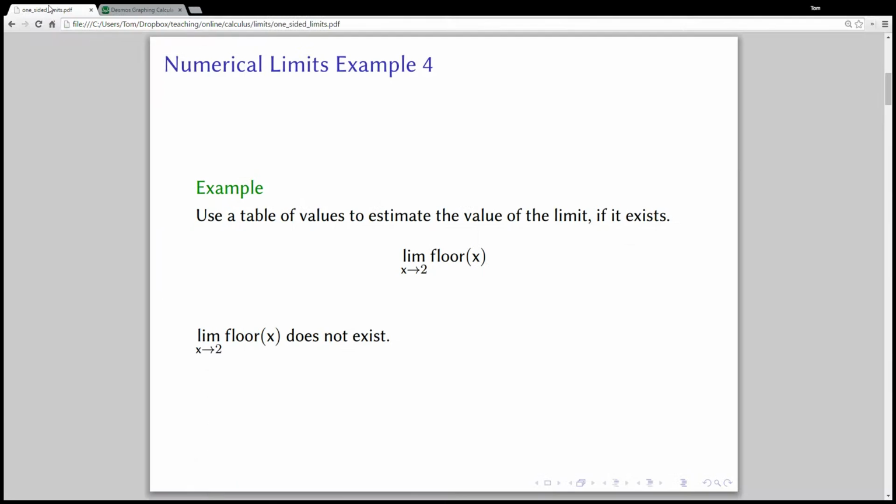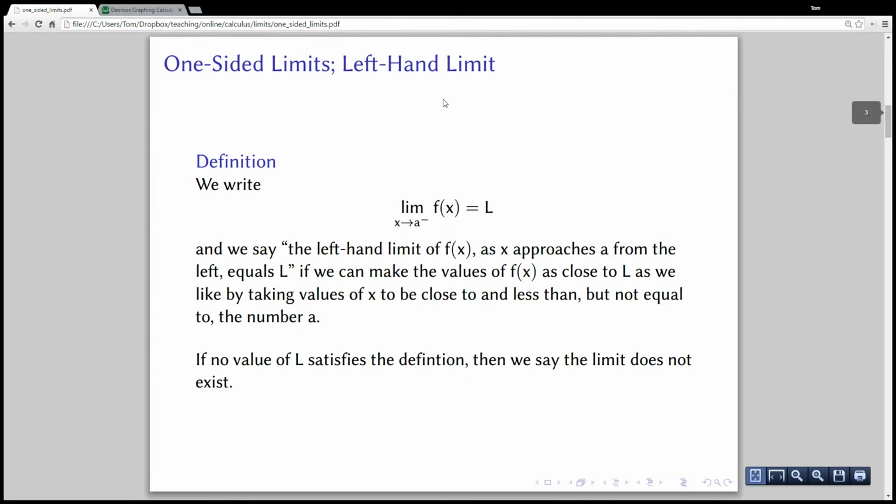We can see, though, that there's some definite behavior going on from the left side and from the right side. And so one-sided limits are just the limit when you only care about what happens on one side of the function.